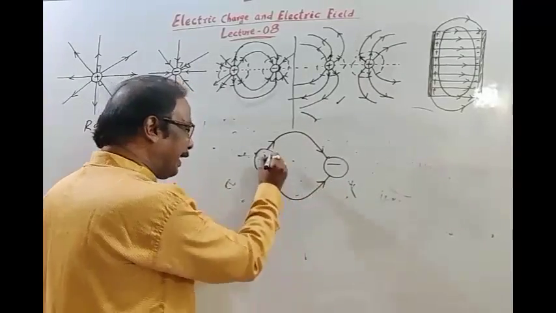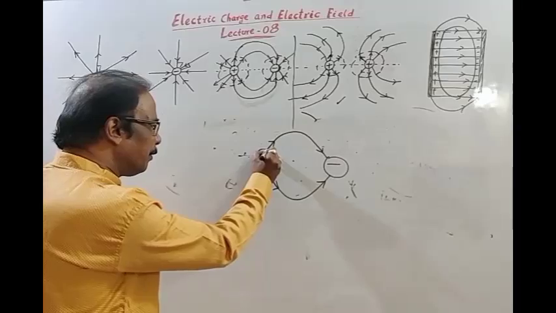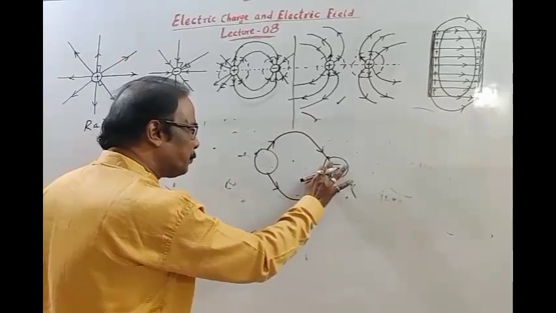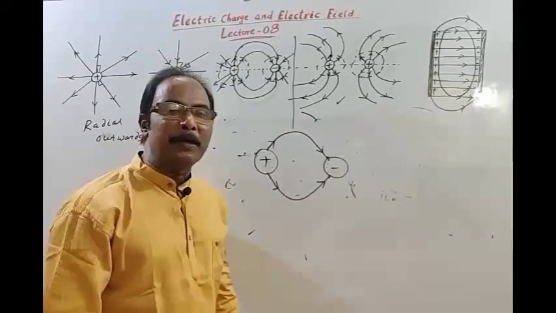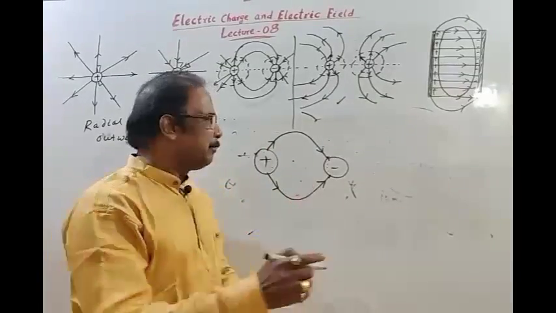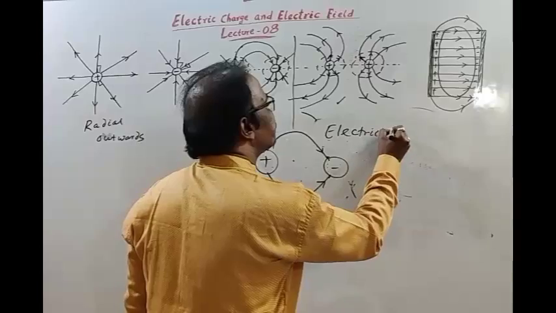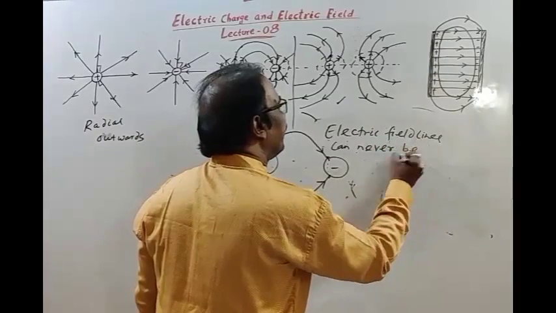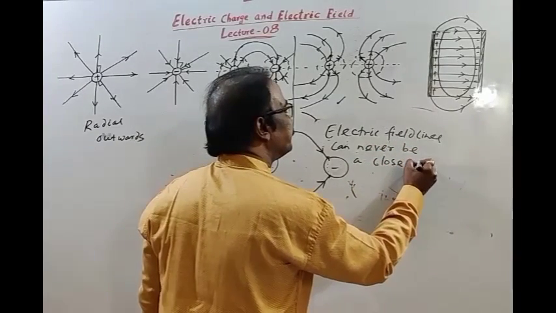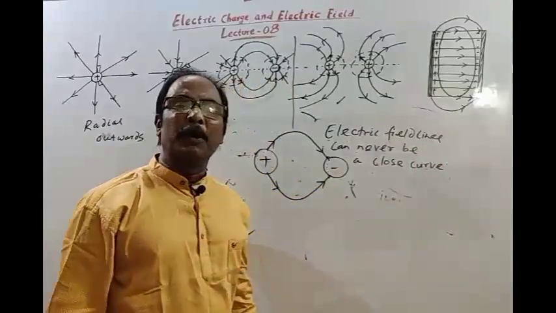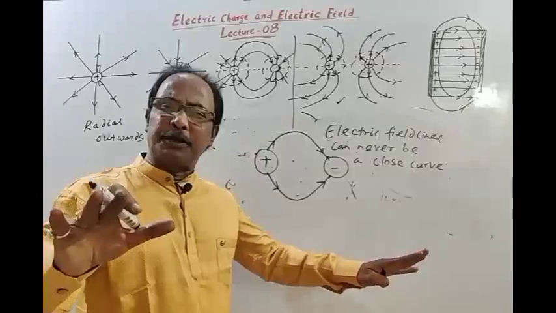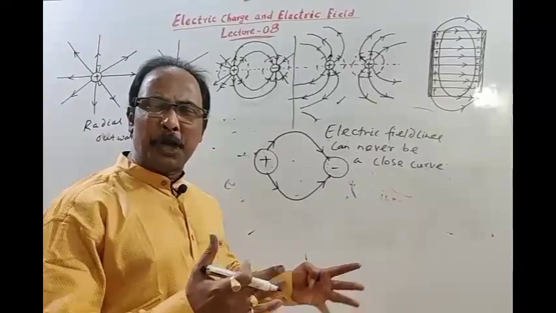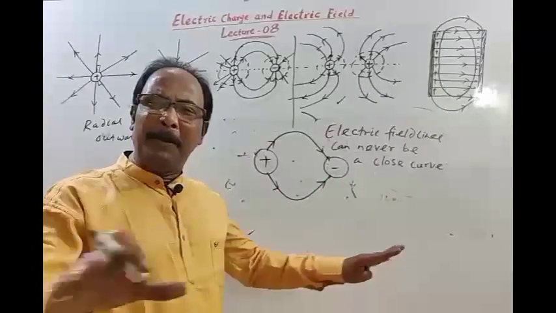Can these lines of force be a closed curve? Like this? No. Because there is no charge inside the surface of the charged body. So electric field lines can never be a closed curve. Electric field lines can never be a closed curve because there is no charge, no lines of force, no electric field inside the surface of a charged body.